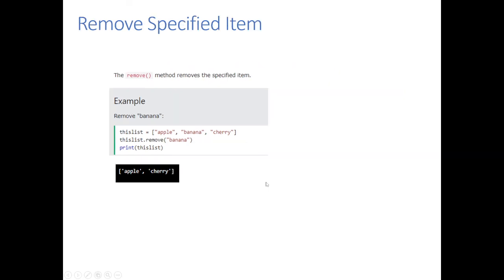Remove specified item. The remove method removes the specified item. Here's an example. Let's say, for example, this list apple, banana, cherry, and then this list dot remove banana. So this will remove this item. Print this list. You notice banana is not included in our list, so it was removed.